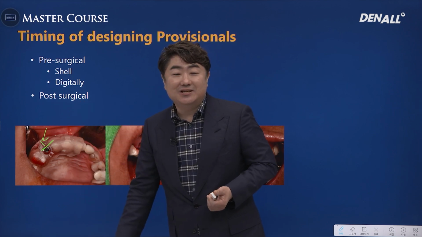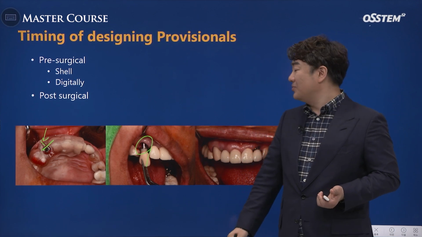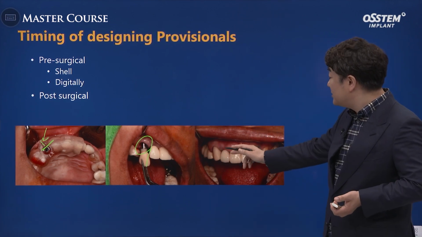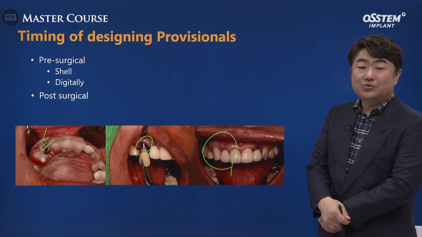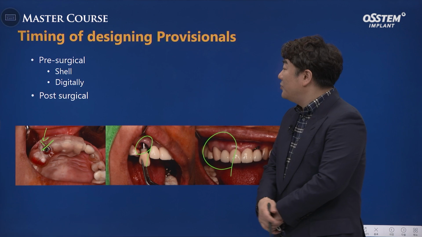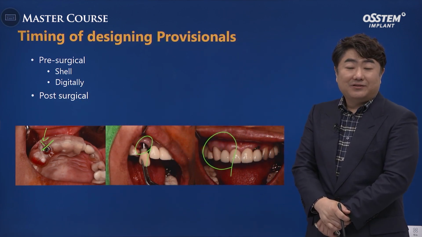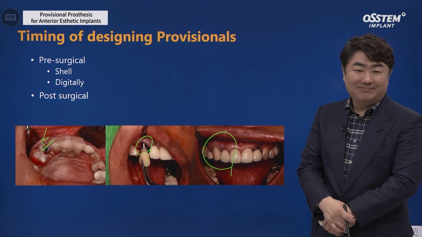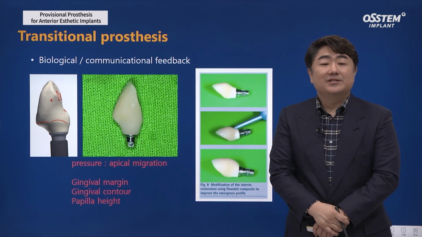Also, because there's uncertainty as to whether positioning will be done properly, here I've used a non-hex design, prefabricated right after surgery. The provisional was delivered, and you can see that a quite nice aesthetic result has been achieved. As for post-surgical provisional fabrication, this is about taking an impression after surgery, and there's not much to talk about. I've emphasized it over and over.